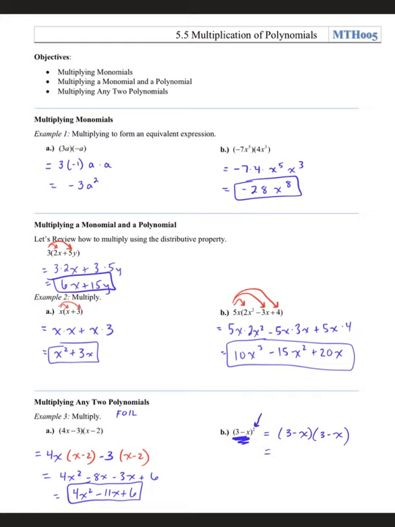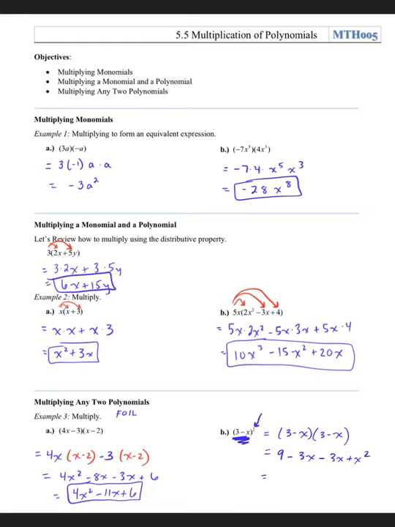You take the first two terms, 3 times 3 is 9. The outside two, 3 times negative x is negative 3x. The inside, negative x times 3 is still negative 3x. And the last, negative x times negative x is a positive x squared.